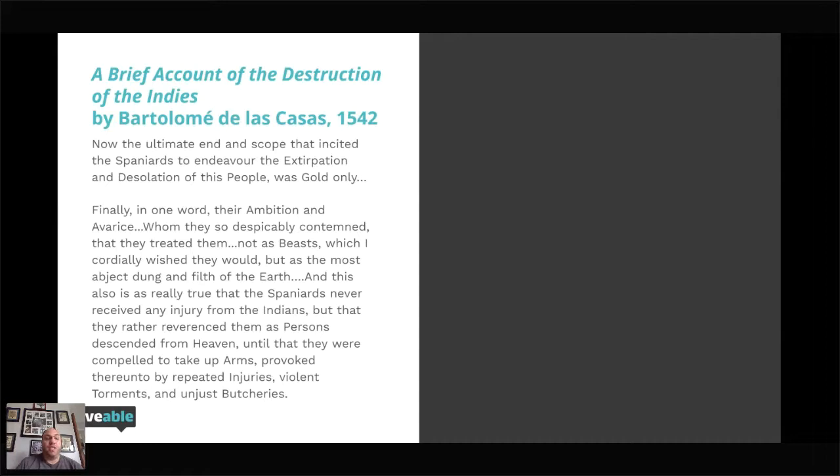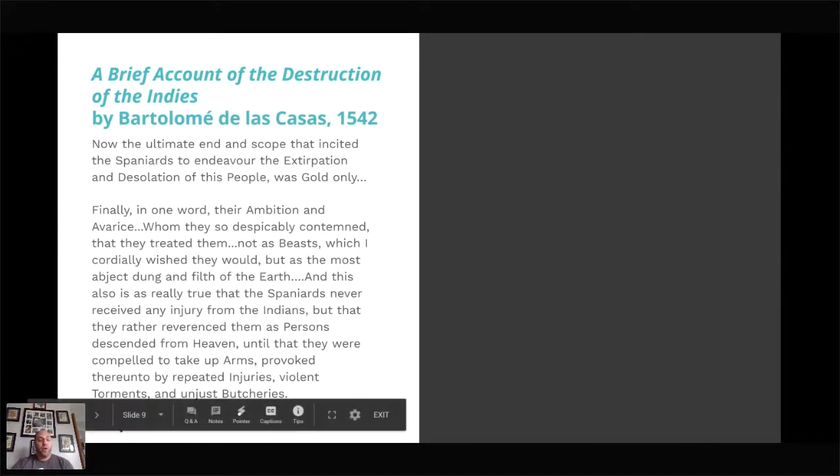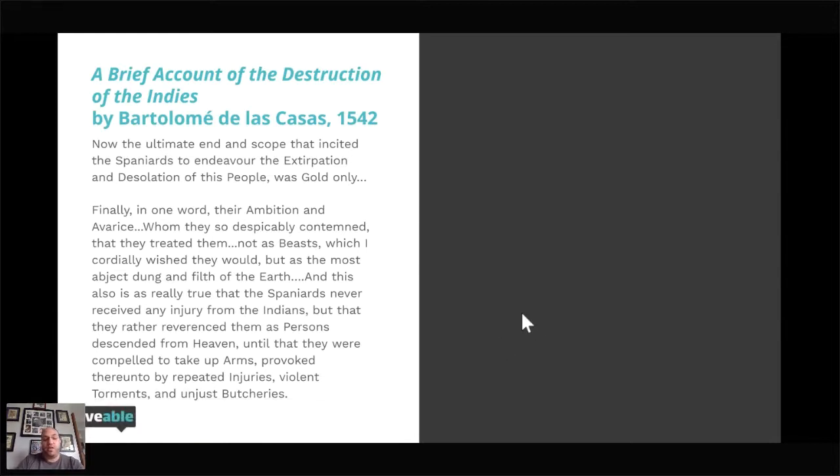And this also is really truly that the Spaniards never received any injury from the Indians, but that they rather reverenced them as persons descended from heaven, until that they were compelled to take up arms, provoked thereunto by repeated injuries, violent torments, and unjust butcheries. Very strong language. This is really good to use SOAPSTone for, because you're going to get a really good view of the point of view that Bartolome had during this time frame.